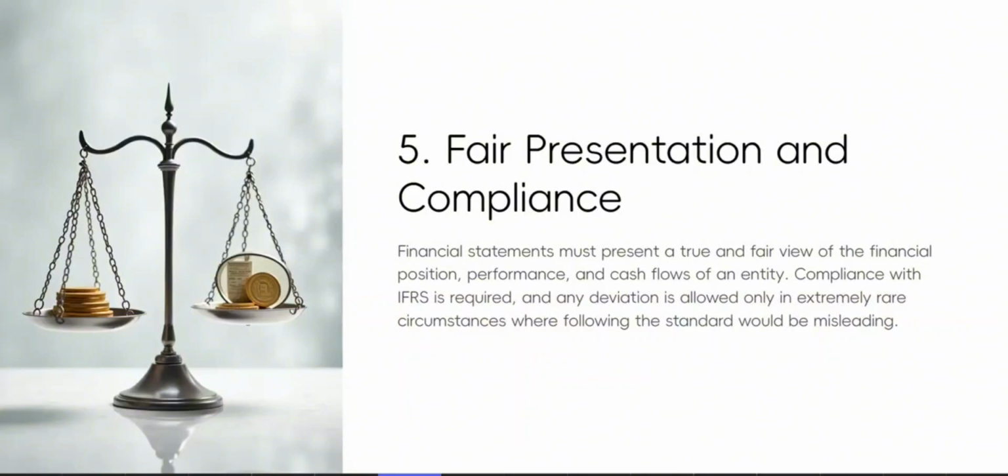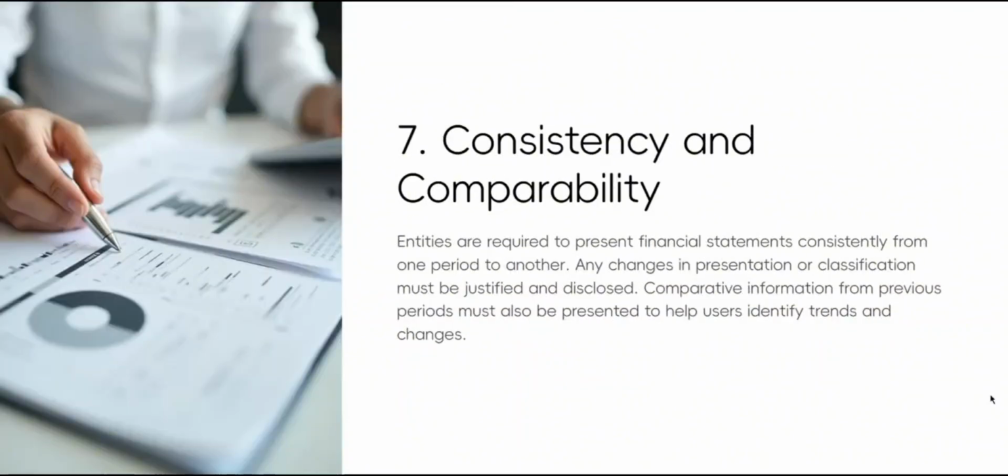Now let's understand consistency and comparability. IAS 1 requires that companies should use the same format and accounting policies every year. You may question why. Because if a company keeps changing its format every year, it becomes very difficult for performance comparison, right? Also, companies must present previous year data along with current year data. So, if you are showing financial statements for 2025, you must also show 2024 figures. This helps users identify trends and performance changes.